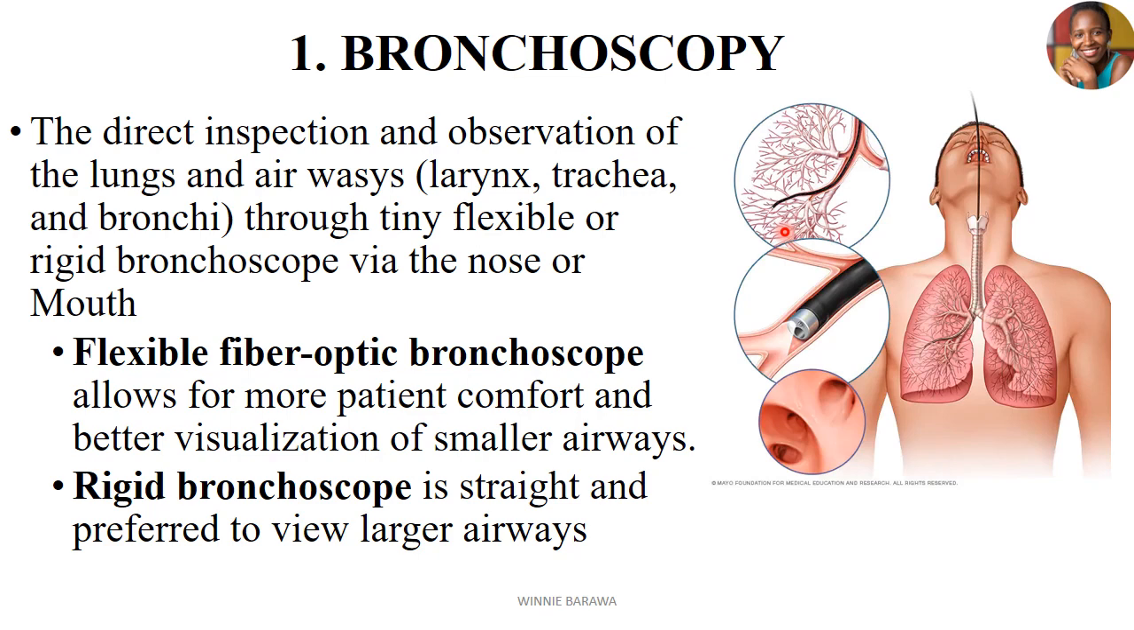And then the next type is the rigid bronchoscope. We are told this is quite straight and it's preferred for viewing larger airways, but it's also common among children. If you want to view children's systems, it's mostly preferred. That is the rigid bronchoscope. So bronchoscopy basically is summarized here as viewing of the lungs and the airways by the use of a tube that we call a bronchoscope.